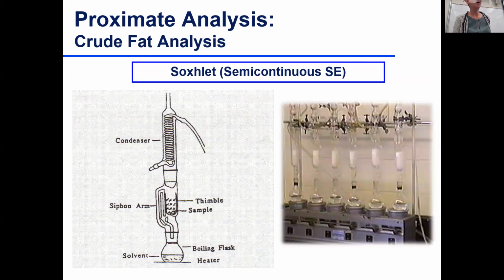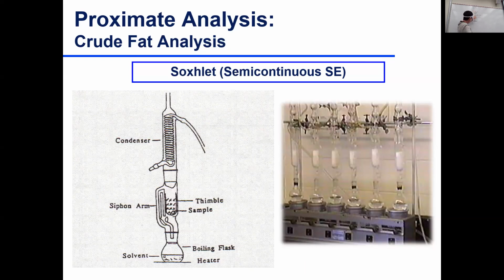Okay. Soxhlet, yes? I just have a clarification question on the picture. So where does the sample start, and then after, how does this go through, which part is it? Okay, so the sample stays in your thimble. The sample of food that has fat is in your thimble.